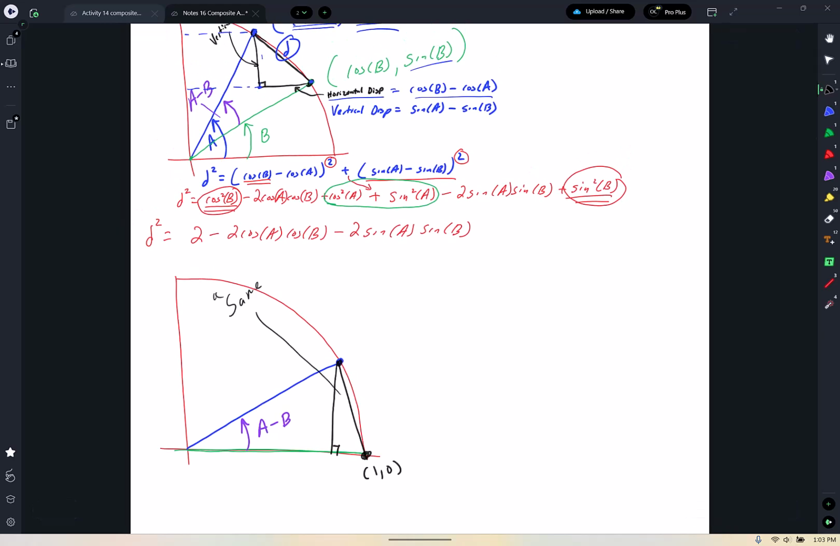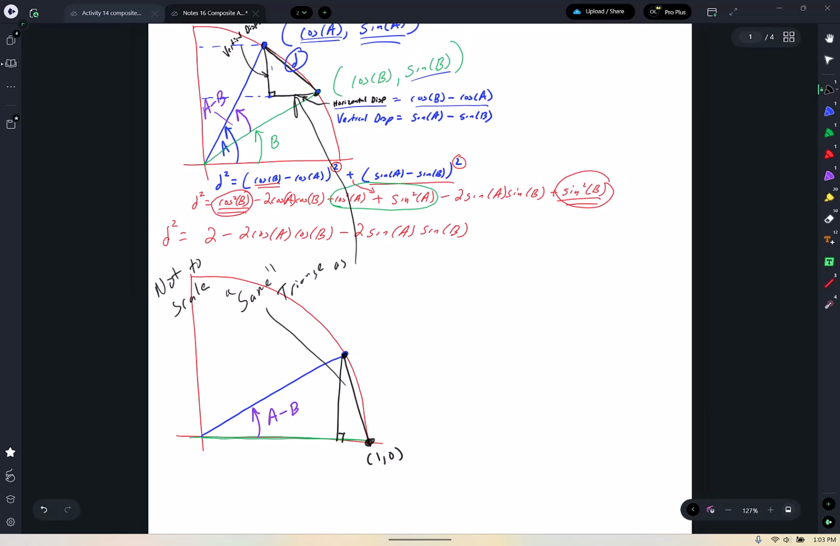Same triangle as... They're supposed to be the same, but my drawing sucks, so I'm going to put "not to scale." Not to scale. But they're supposed to be the same, guys. Are we okay? All right.